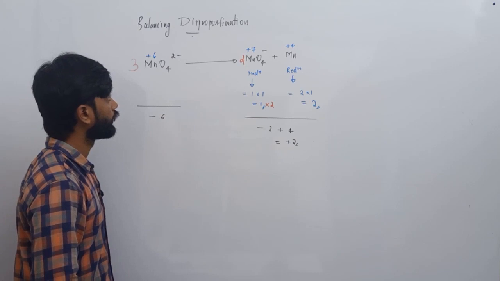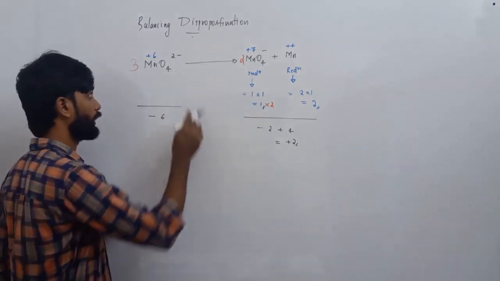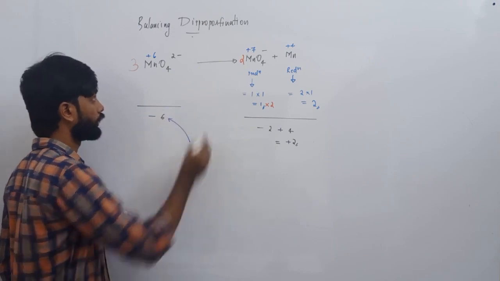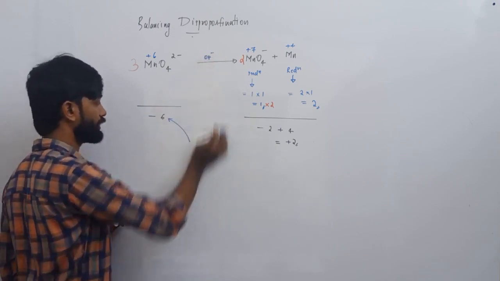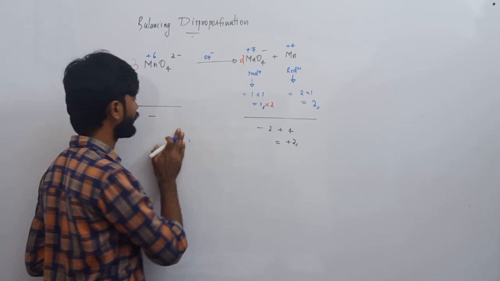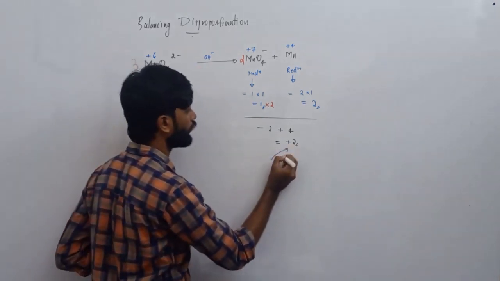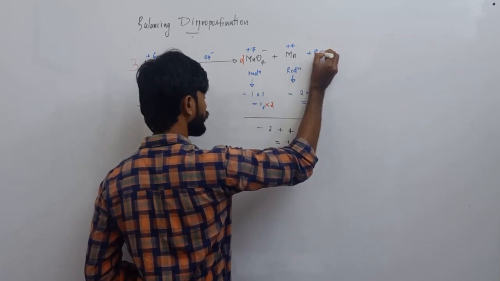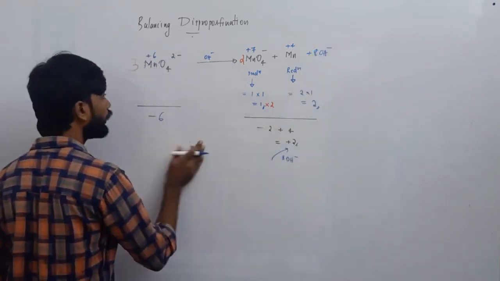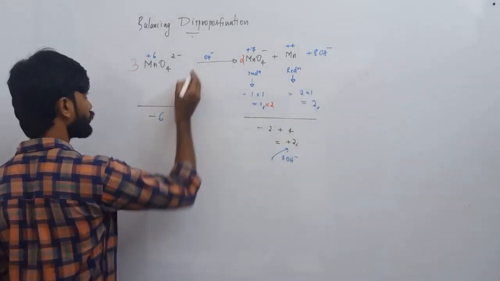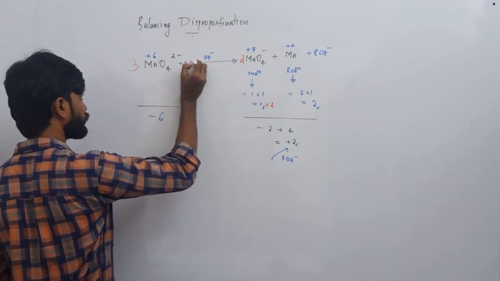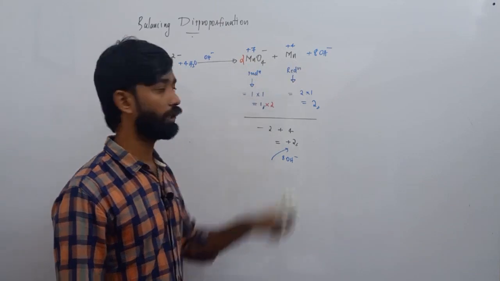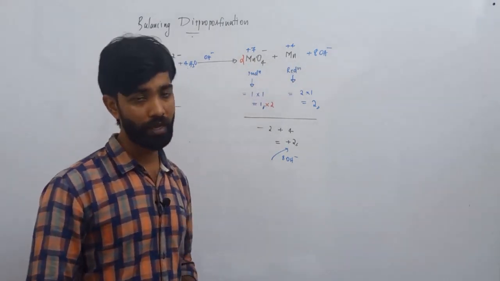Ready? Now, what about the medium? Let the medium be basic. So you add 8 OH minus here. And balance hydrogen also, 4H2O. What about the oxygen? 12, 4, 16; 8, 8, 16. So now the reaction is balanced.